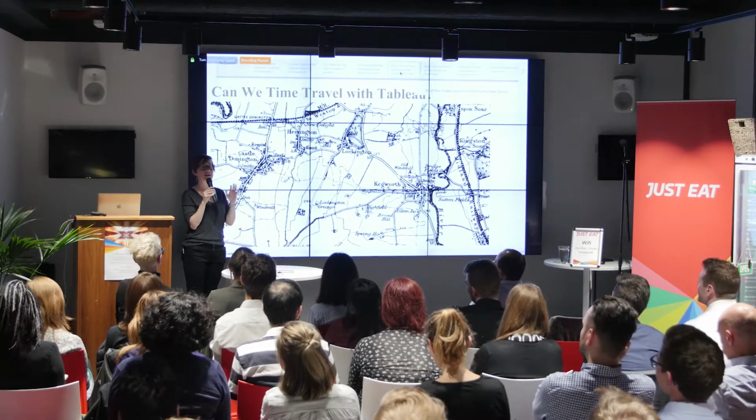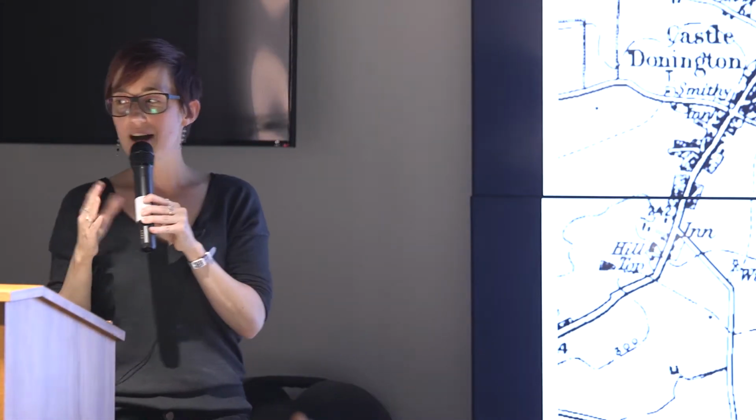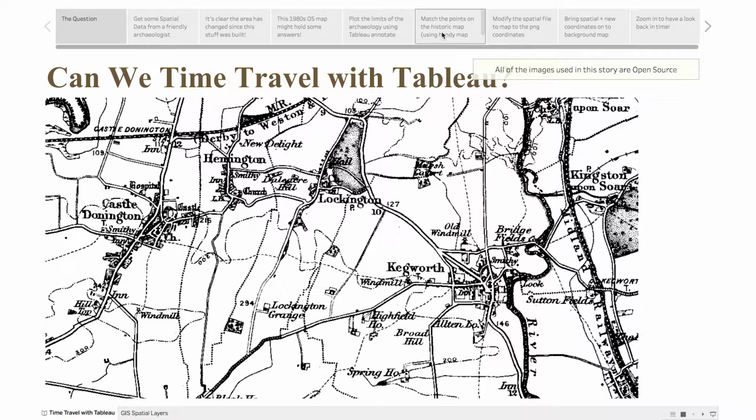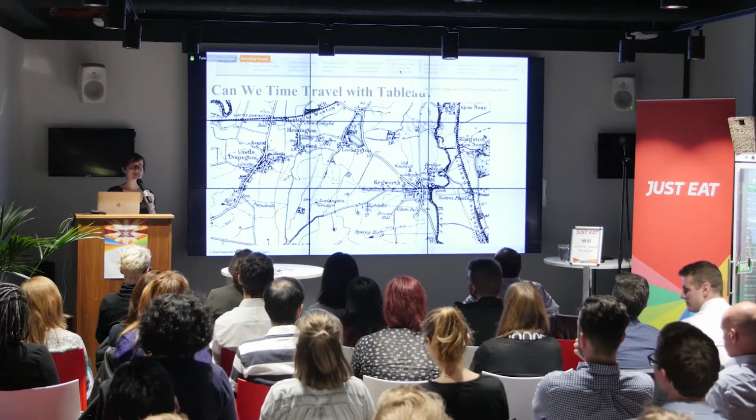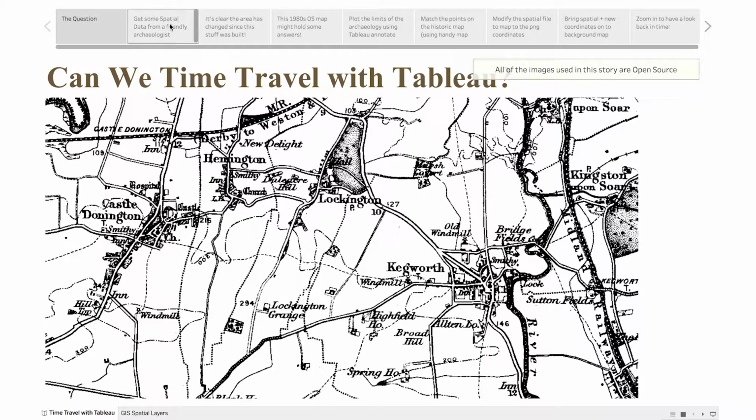I don't know about everyone, but I was really excited by spatial mapping in Tableau. I love the fact that you could grab a polygon of who knows what and throw it at a map, and then it would show you where it was. But I had a question. What if the data you're looking at doesn't really have any relevance for today's map and how things look today? Could we go back in time and look at the same data in a different time and a different period? So what I did was I got hold of some spatial data from a friendly archaeologist.